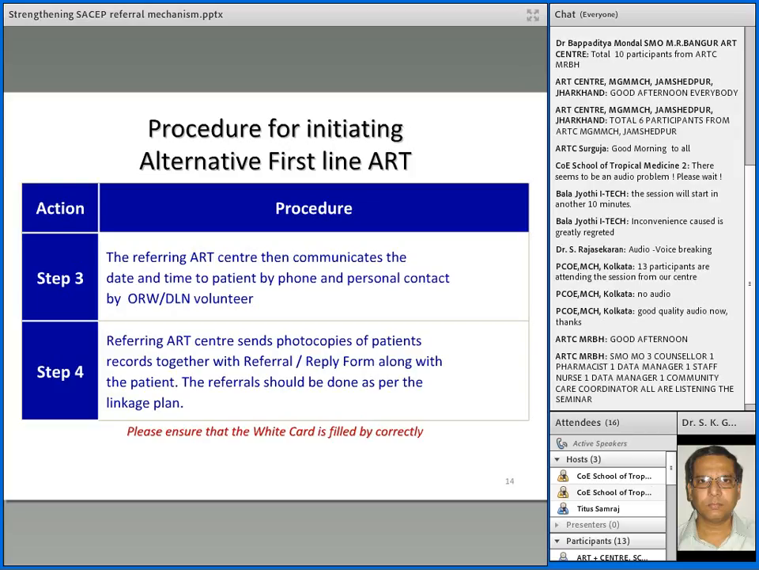I would request all the SMOs and the MOs to ensure that the white card is actually filled in correctly. Because sitting at the SACEP, at times we see white cards where you don't find the baseline investigation, nor are the CD4 counts mentioned. So it becomes very difficult to assess whether the person is actually having an immunologic failure, or what his or her opportunistic profile was. So we need to ensure that the white card is filled up properly, photocopied, and then sent along with the patient.